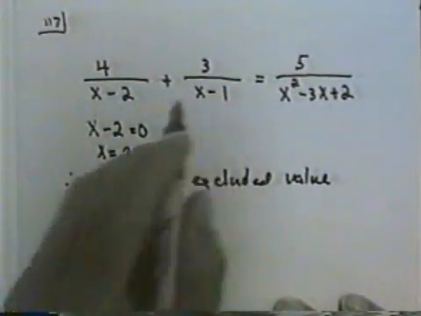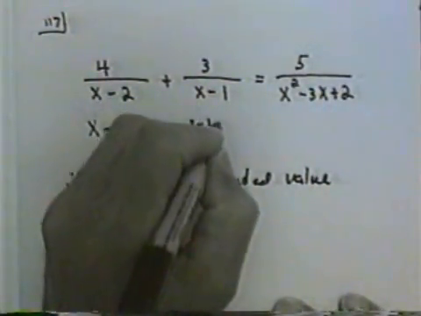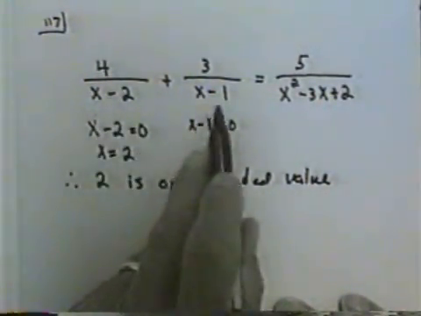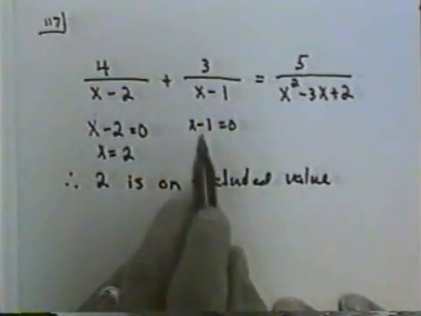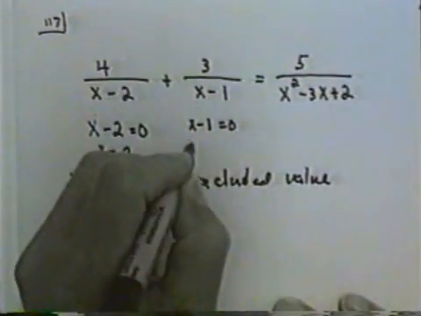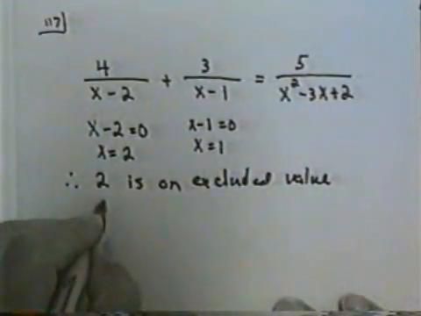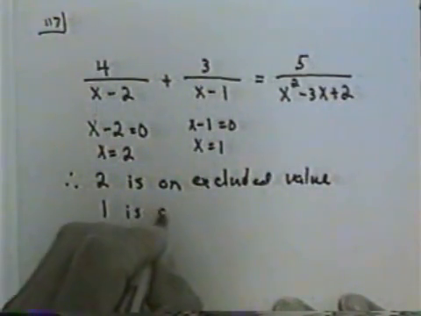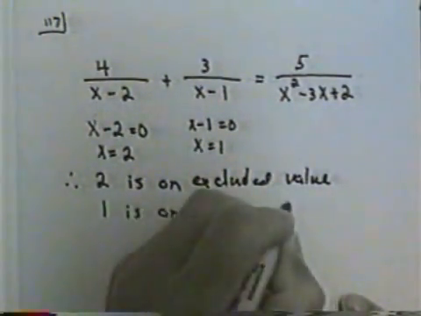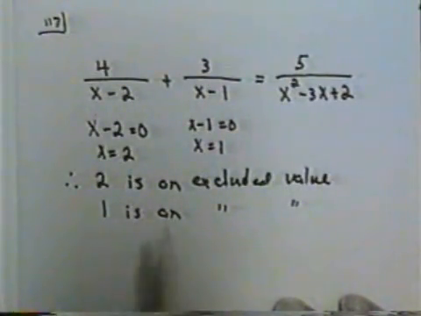Well, also we have x minus 1 as a denominator. So therefore, if x minus 1 is equal to 0, I'd have a division by 0 error. So x minus 1 equals 0 is excluded, which means that x equal to 1 is excluded. So 1 is an excluded value. So 2 is an excluded value. 1 is an excluded value.